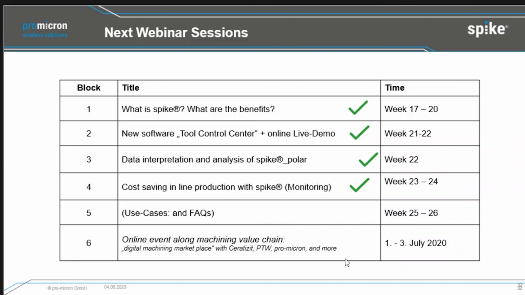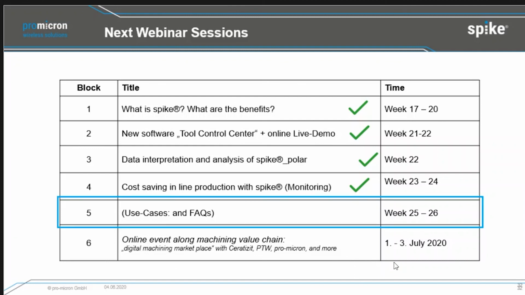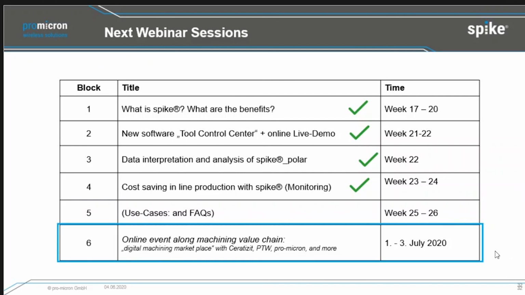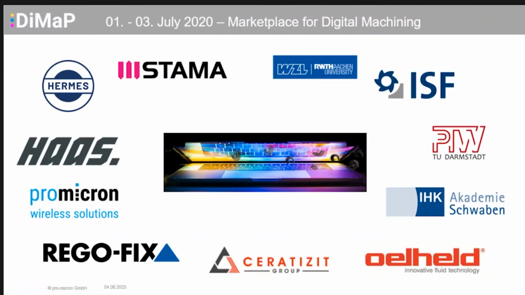event along the machining value chain, which is called Digital Machining Marketplace, DMAP. There are companies like Ceratizit, PTW Darmstadt, pro-micron, and others, which will have webinars and online sessions during this DMAP. And I'd like to invite all of you to join this DMAP as well. So, do you have any questions until this point?